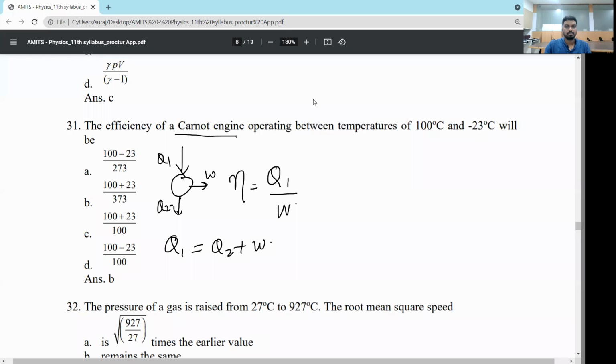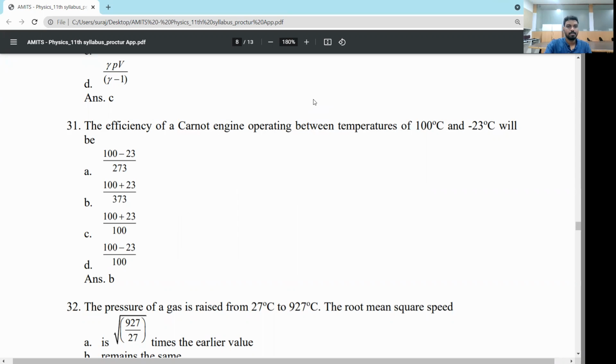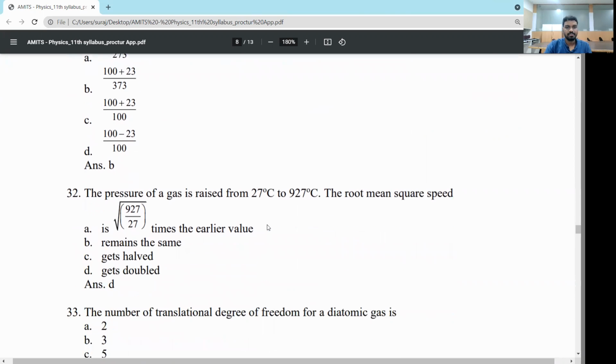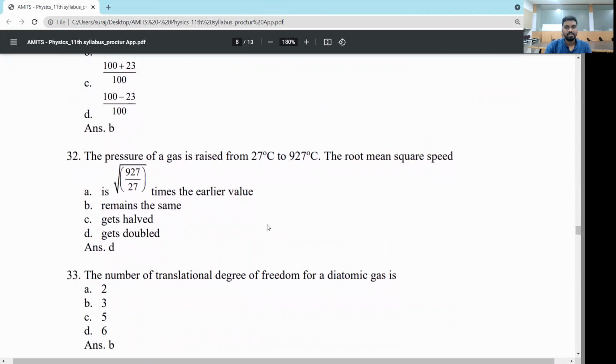Next. The temperature of the gas is raised from 27 to 927 degrees Celsius. Root mean square speed is root over 3RT by M. T you keep in Kelvin. Only then you'll get the answer. T you keep in Kelvin here. Question number 33.